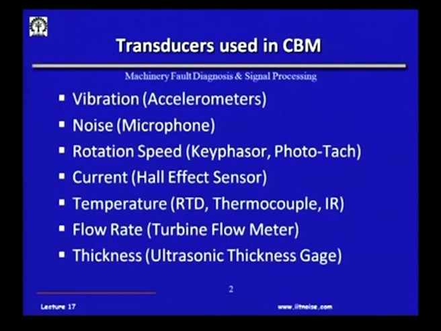Well, to briefly discuss in a nutshell, the transducers which are used in CBM for vibration are usually accelerometers. Whatever you see within the parenthesis in the slide are the names of the transducers. So, the mechanical parameter vibration is measured by accelerometers. The noise or sound which machineries radiate is measured usually by a microphone.